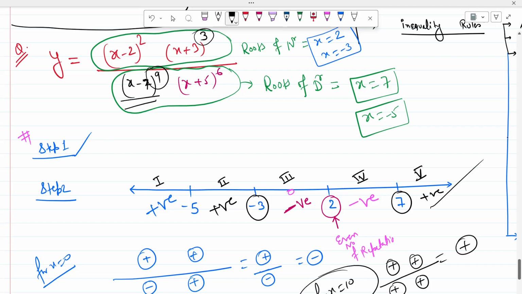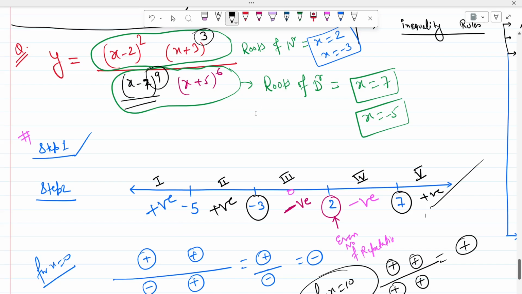Region 2. Can we please check region 2 to 4? Yeah, please check. It's satisfying. Yep, it's satisfying?